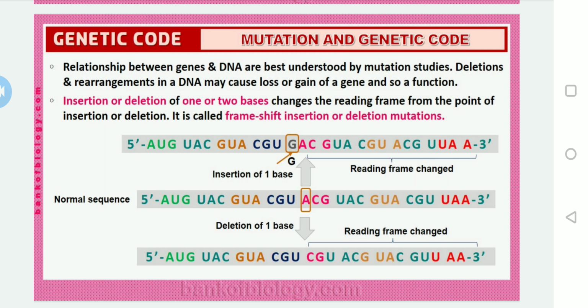Here you can identify that whenever the insertion happens, there is addition of an extra base pair G. Then the whole reading frame is changed. Are you able to get it? The middle one is actually the normal sequence. And in the case of deletion, in the lower one, if the A is missing, the complete reading frame gets changed.